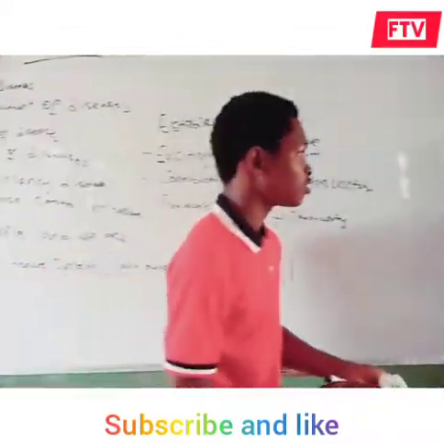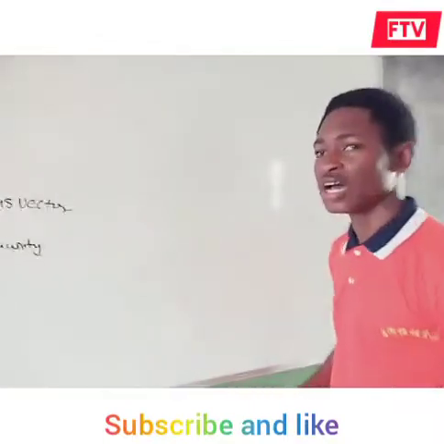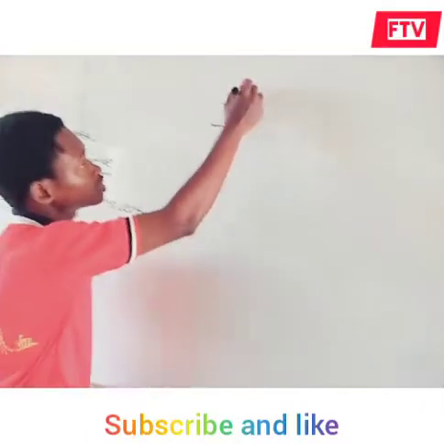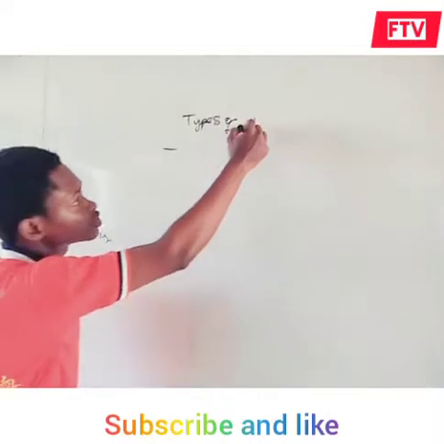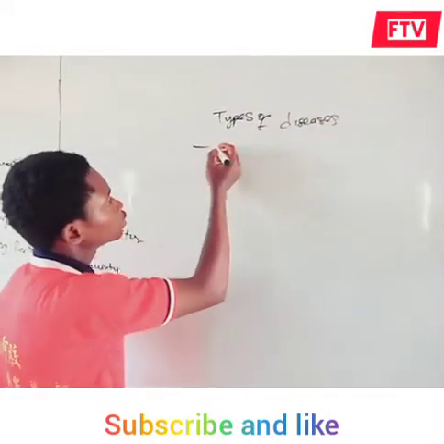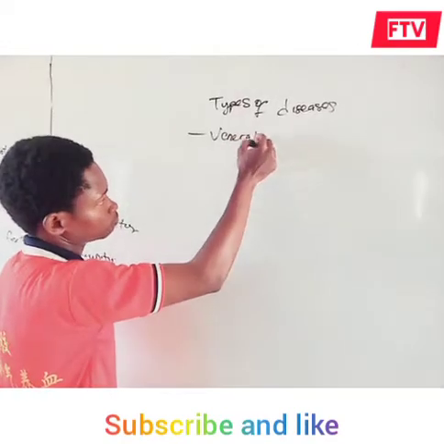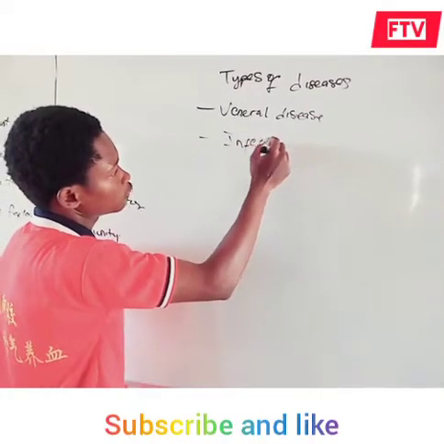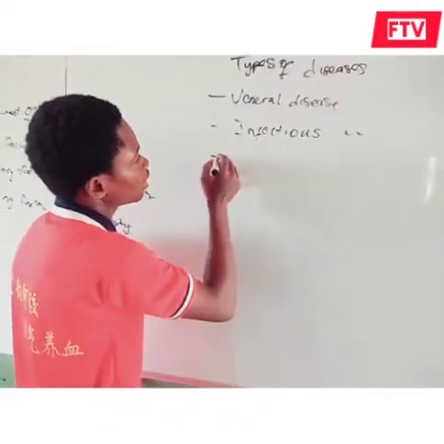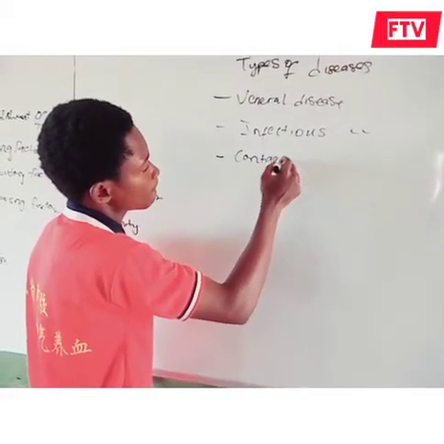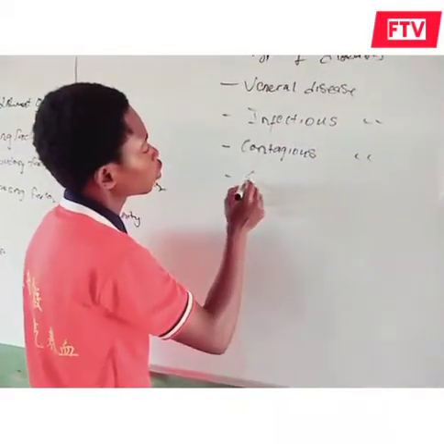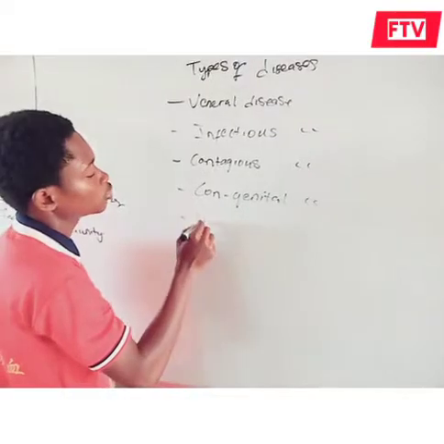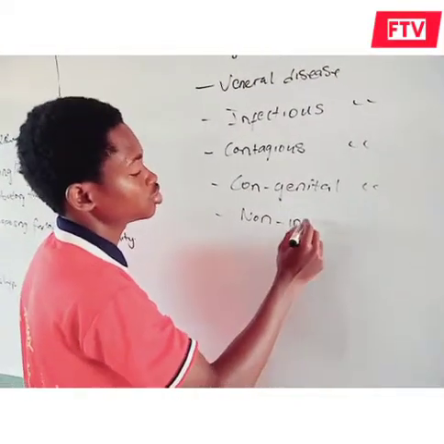We're talking about types of disease. There are like five types of disease. Now we'll pick the first one. We have the venereal disease, the infectious disease, the contagious disease, the congenital disease, and the non-infectious disease.